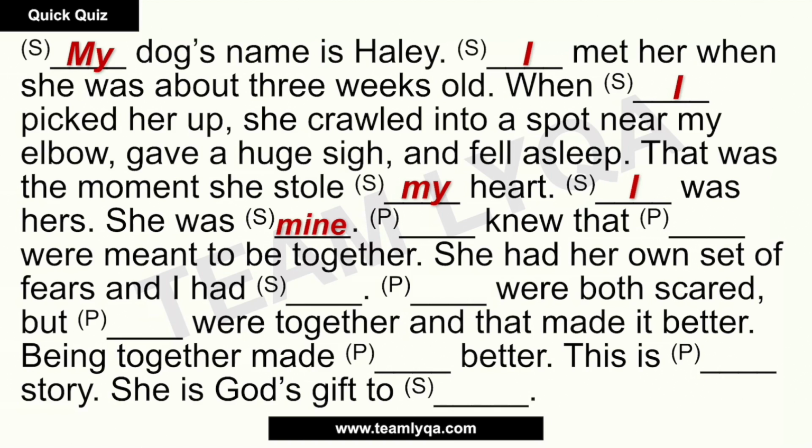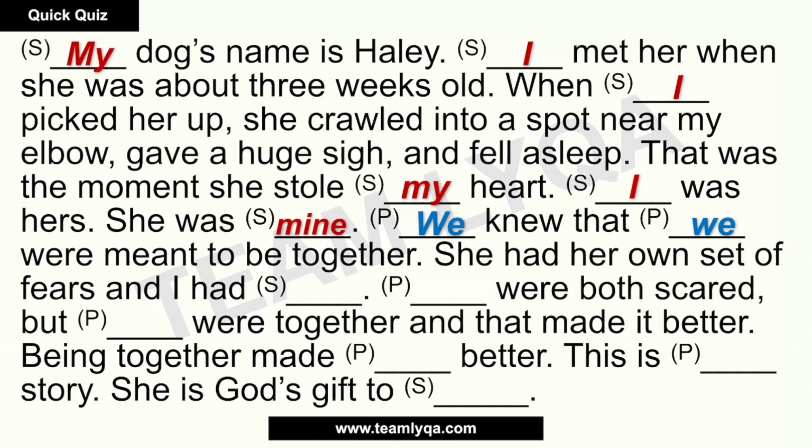She was mine. Next, plural na to. Puro singular kanina, ngayon plural na. Blank knew that. So again, knew is the verb. Dalawa kaming may alam. So this is we, kasi kayo yung gumawa. We knew. We knew that blank were meant to be together. So we have another be verb here. We were meant to be together.